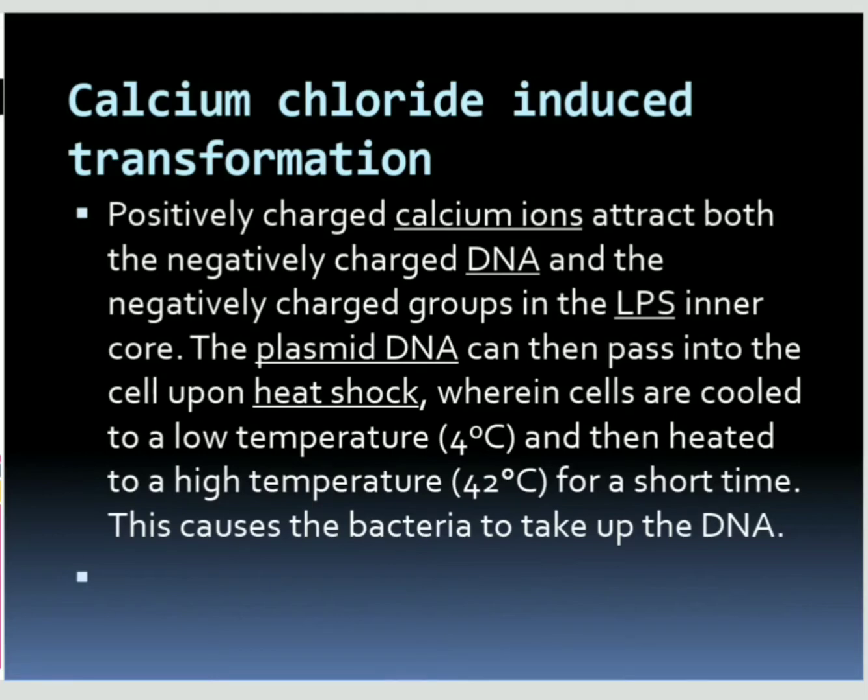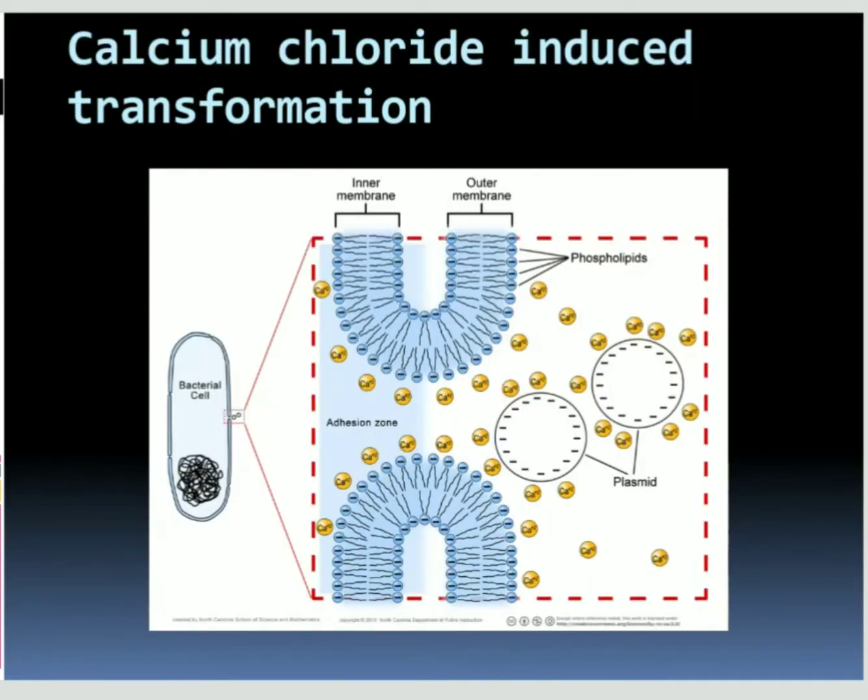The plasmid DNA can then pass into the cell upon heat shock, wherein the cells are cooled to a low temperature and then heated to a high temperature for a short time. This causes the bacteria to take up the DNA. So this is a heat dependent method. Calcium ions are the positive ions, DNA is the negative one, so both will be attracted together, and they will attract to the negatively charged groups in the LPS, that is the cell wall of the bacteria. They make the cell membrane competent to allow this.